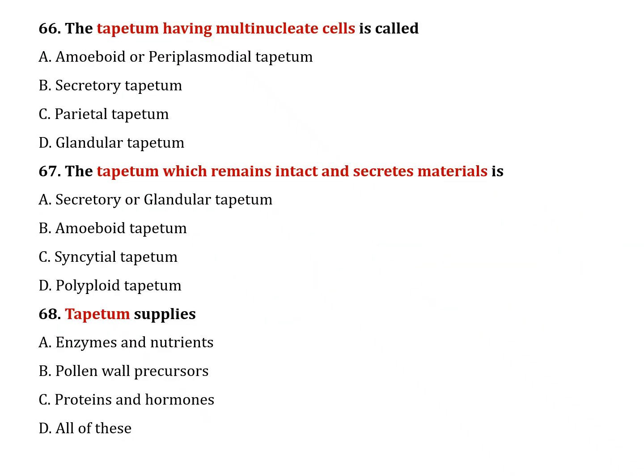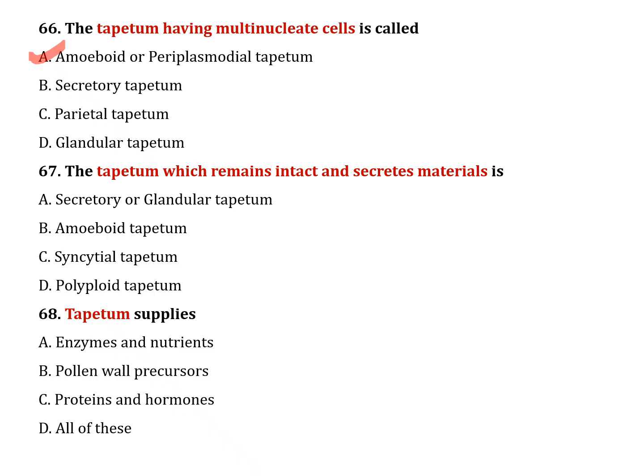The next question, number 66. The tapetum having multinucleate cells is called: option A, amoeboid or periplasmodial tapetum; option B, secretory tapetum; option C, parietal tapetum; option D, glandular tapetum. Correct answer is option A, amoeboid or periplasmodial tapetum.